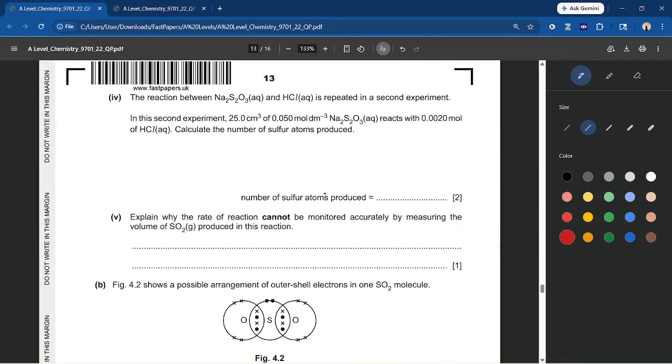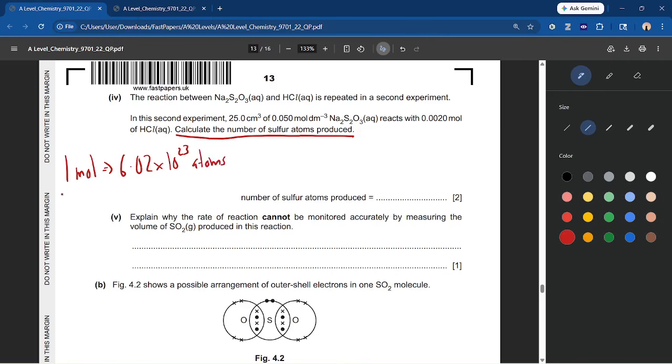All right, so let's go to the next question. The reaction between Na2S2O3 and hydrochloric acid is repeated in a second experiment. In this second experiment, 25 cm cube of 0.05 mole per dm cube Na2S2O3 reacts with 0.002 moles of hydrochloric acid. Calculate the number of sulfur atoms produced. What a question. So if you remember, 1 mole has Avogadro's constant, which is 6.02 into 10 to the power 23 atoms.